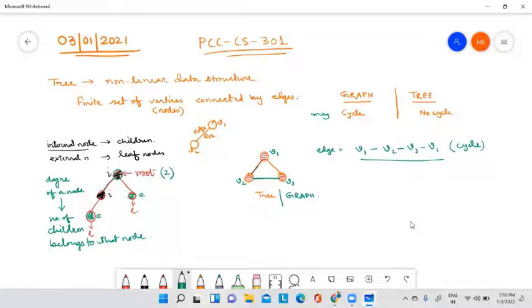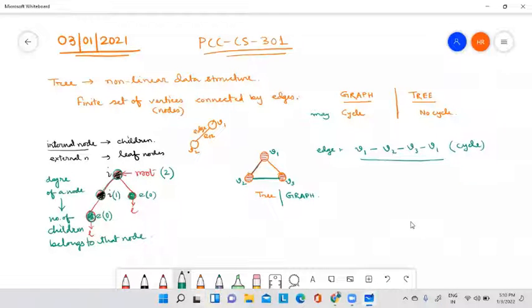What is the degree of this external node or leaf node? The degree of an external node or leaf node is 0, because no children are present. For this particular internal node, what is the degree? The degree is 1, because it has only one child. So this is the meaning of the degree of a node.